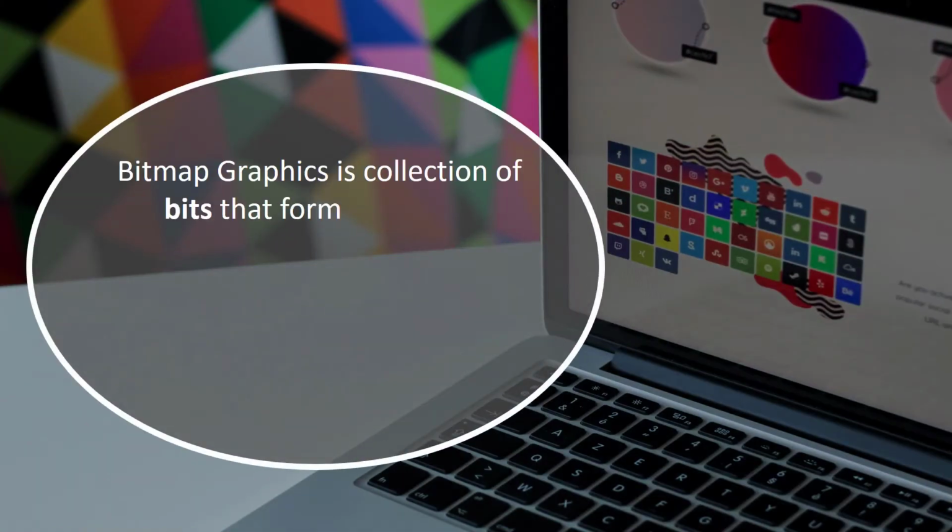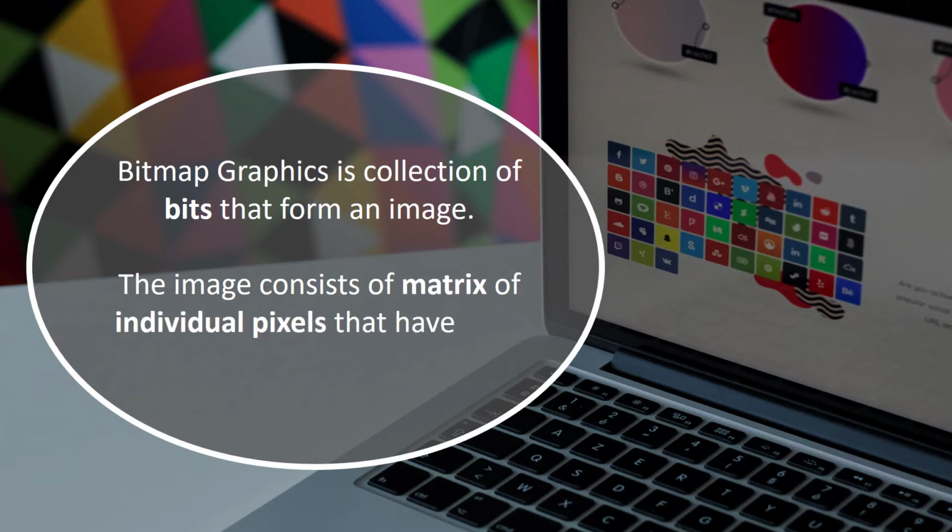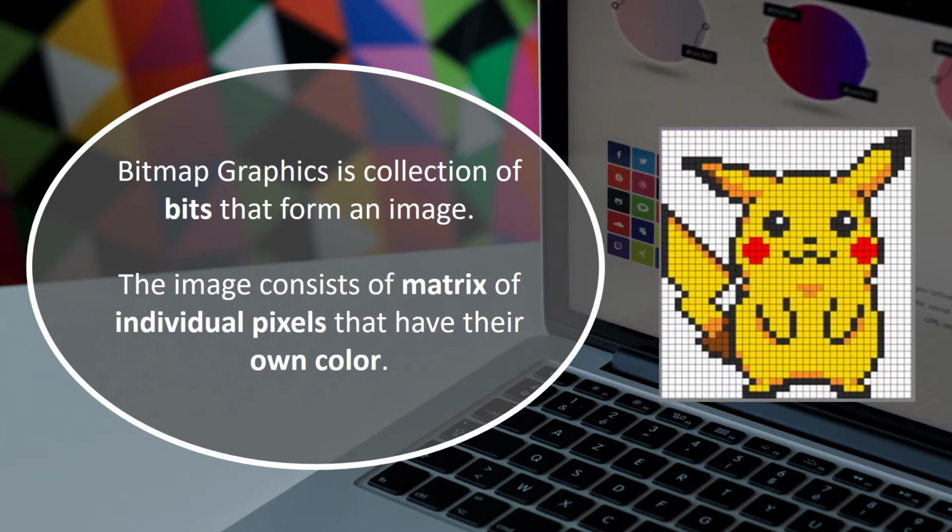So let us start with the definition of bitmap graphics. Bitmap graphics is a collection of bits that form an image. The image consists of a matrix of individual pixels that have their own color, and here you can see a picture of the famous cartoon character Pikachu, where you can find the color of each pixel is different, like yellow, black, red, and you can see it is forming a grid-like structure where each box is considered as a pixel, and when all these pixels are collected, it is called as the bits, and the whole thing is called as a bitmap graphics.